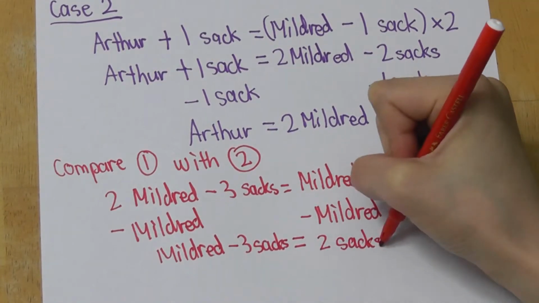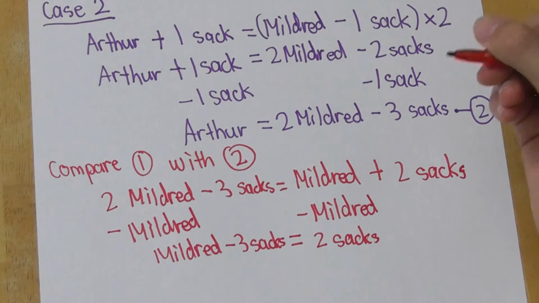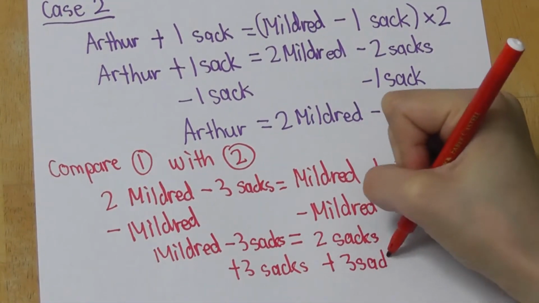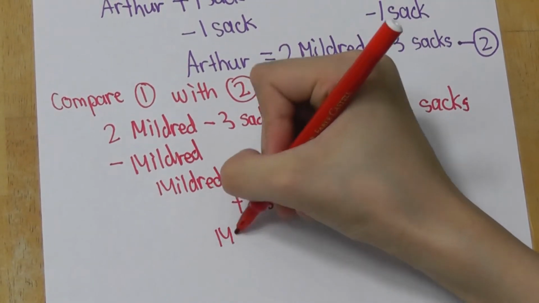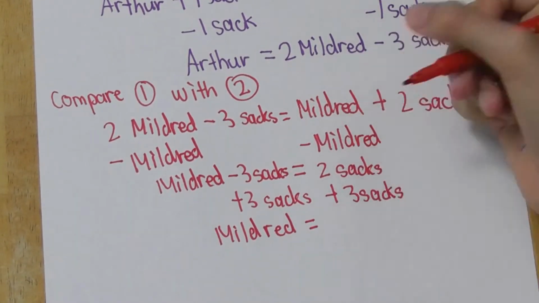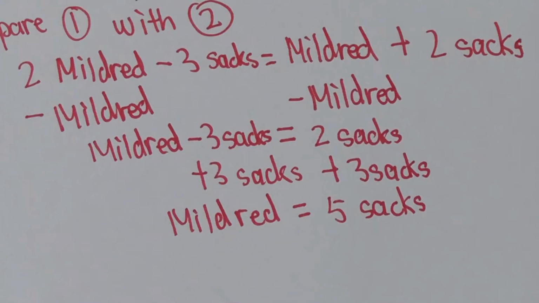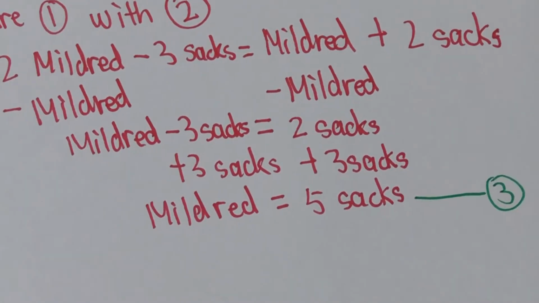So in order to deduct the 3 sacks on the left-hand side, we can add 3 sacks on both sides. And that will leave only Mildred, since there will be no sacks. And 2 sacks plus 3 sacks equals 5 sacks. So now we can call this equation 3.